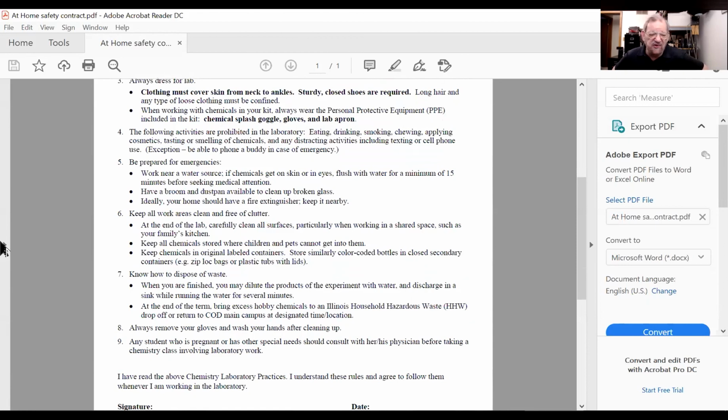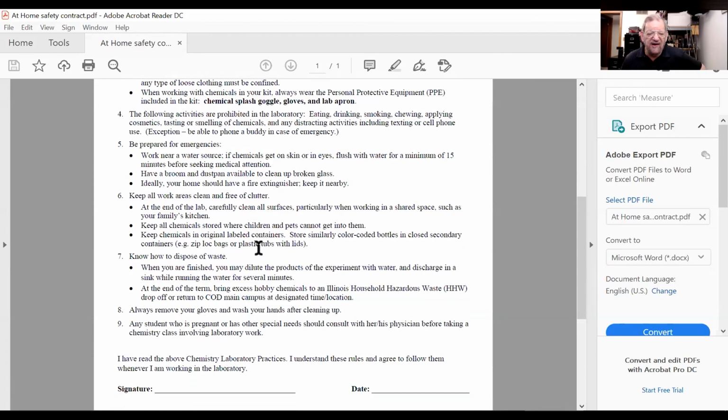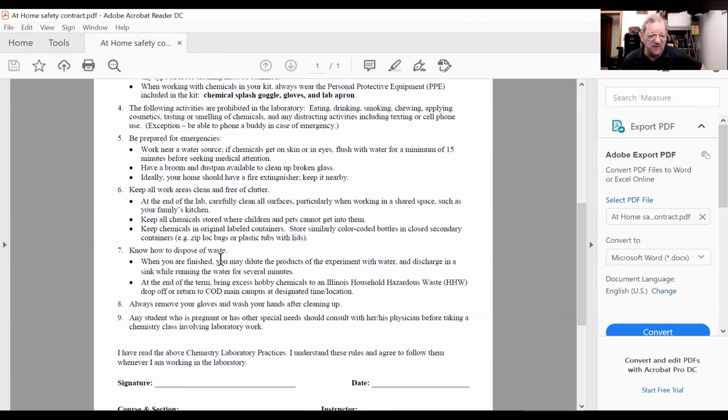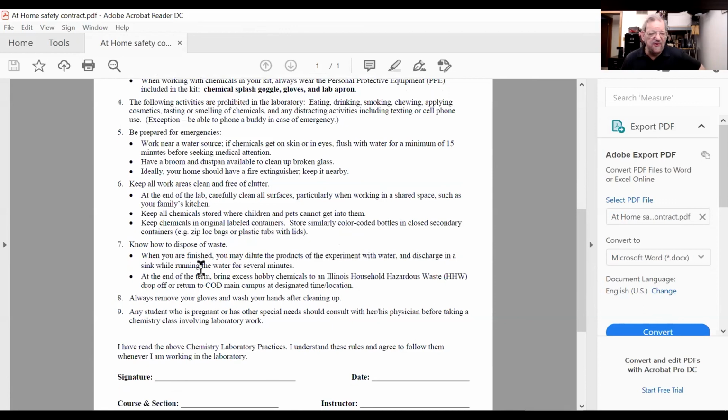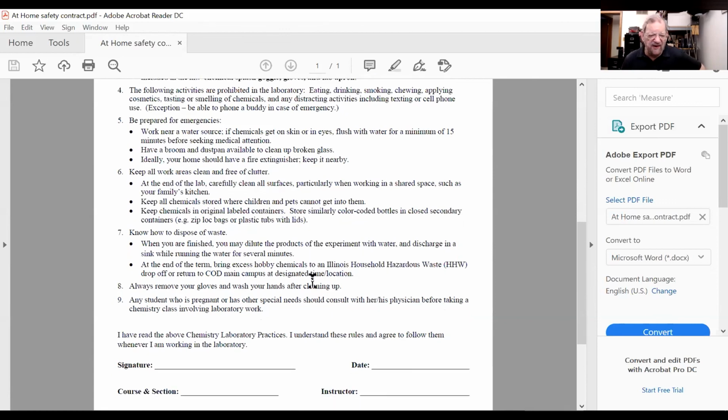The chemicals in your kit shouldn't be stored where children or pets can get into them. Keep chemicals in the original containers. Store similar bottles together. All right, I don't think we're going to be doing that. When you're through, you can dilute most of it with water and pour it down your drain.